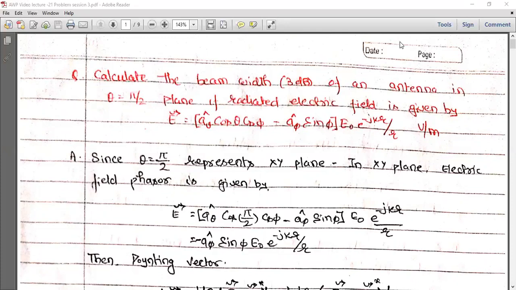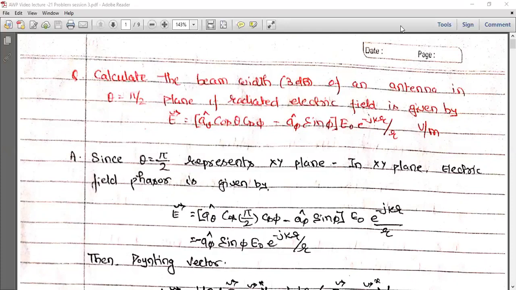So first of all, the given expression of electric field intensity is a theta cap cos theta cos phi minus a phi cap sin phi, multiplied by E0 e to the power minus j k r upon r volt per meter. First of all, we find electric field intensity in theta equals to pi by 2. How can we find electric field intensity in this particular plane? What is theta equals to pi by 2 plane? So theta equals to pi by 2 plane is the xy plane itself.